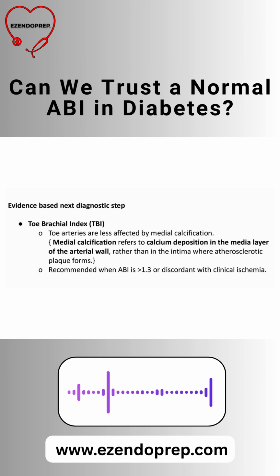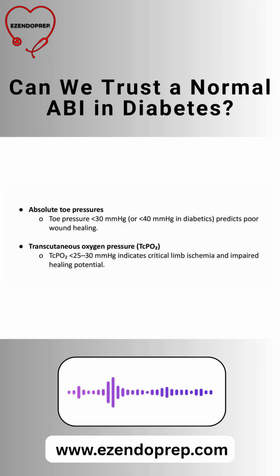Boards can test toe brachial index because toe arteries are less affected by medial calcification. This test is recommended when the ankle brachial index is elevated or discordant with the clinical picture. Absolute toe pressures can also be used. Toe pressures below approximately 30 millimeters of mercury, or below 40 millimeters in patients with diabetes, predict poor wound healing.